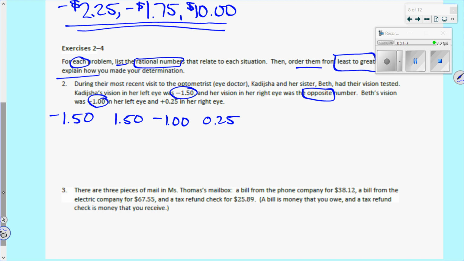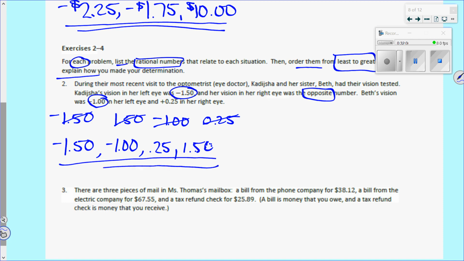Now we need to order them from least to greatest. So what was the least of these numbers? -1 and 50/100ths. Then what? -1. Then? So we did that one, we did that one. So 25/100ths. And finally, 1 and 50/100ths. Everybody good with that list? Anyone have an issue with it? Just make sure no one has an issue. Good, there's our answer.